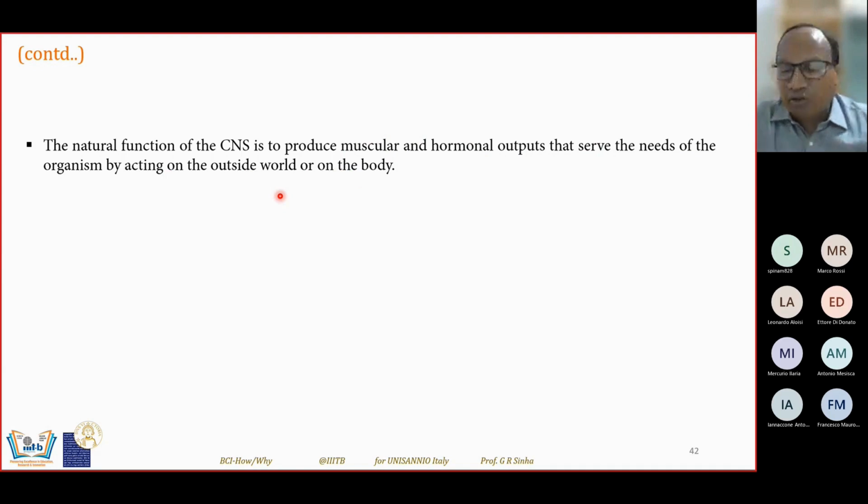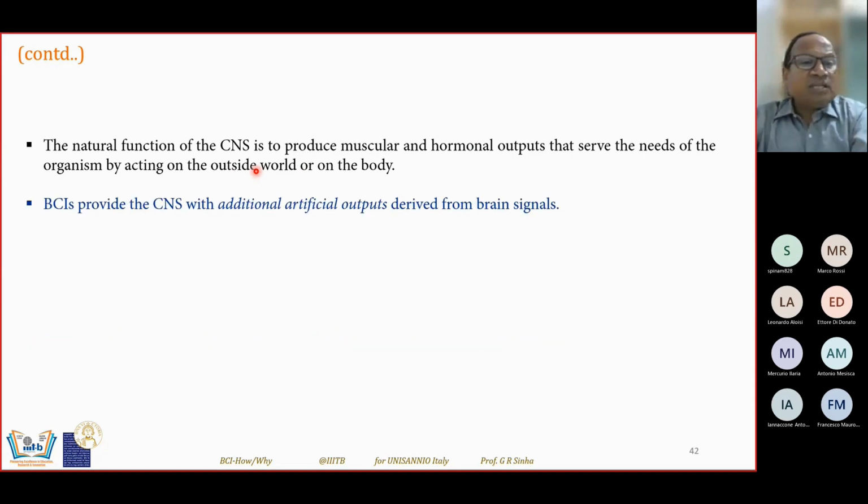A body, how it will help on the body, as I mentioned that there may be feedback signal, there may be rehabilitation scheme. By that, the BCI is interpreting the hormonal output, and then BCI is generating the feedback signal. So it can again affect the body, or BCI is otherwise always made for the outside world only. So BCIs provide CNS with additional artificial outputs. This is very good benefit of BCI. Otherwise, CNS outputs alone cannot serve any purpose.